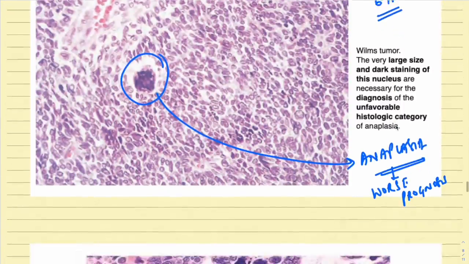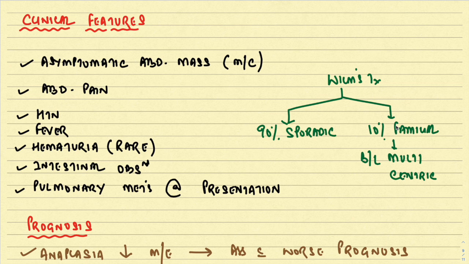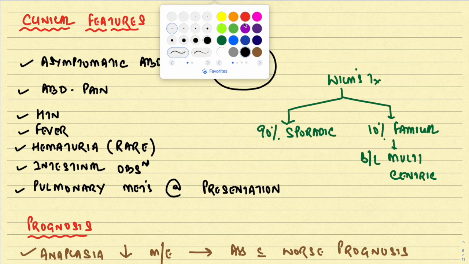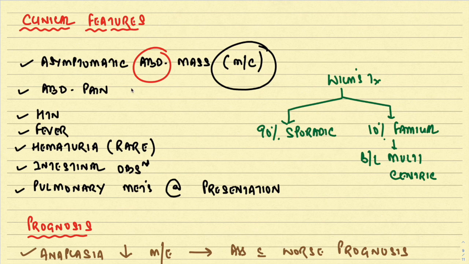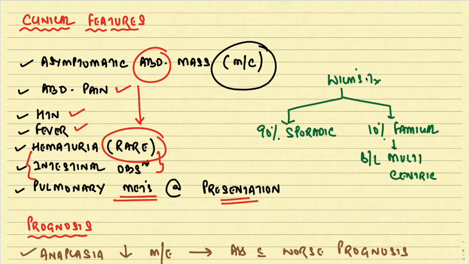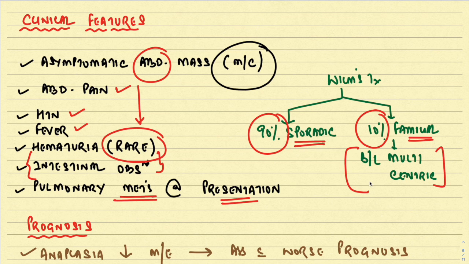So now we are going to discuss the clinical features of Wilms tumor. The most common clinical presentation of Wilms tumor is an asymptomatic abdominal mass associated with abdominal pain, hypertension, and fever, in decreasing order of appearance. The rarest clinical feature of Wilms tumor is hematuria. Other rare manifestations include intestinal obstruction, and a very common site of metastasis is the lung; pulmonary metastasis is very common at presentation. Now, 90% of Wilms tumors are sporadic in nature, whereas only 10% of cases are familial, which are bilateral and multicentric in nature.